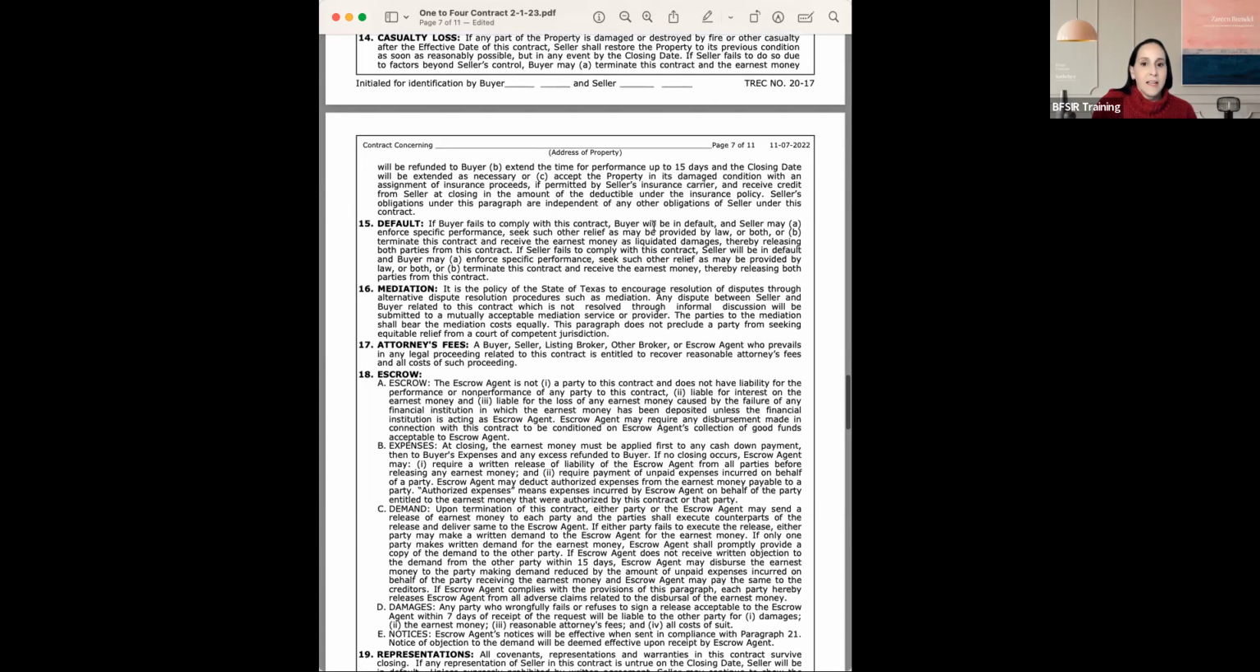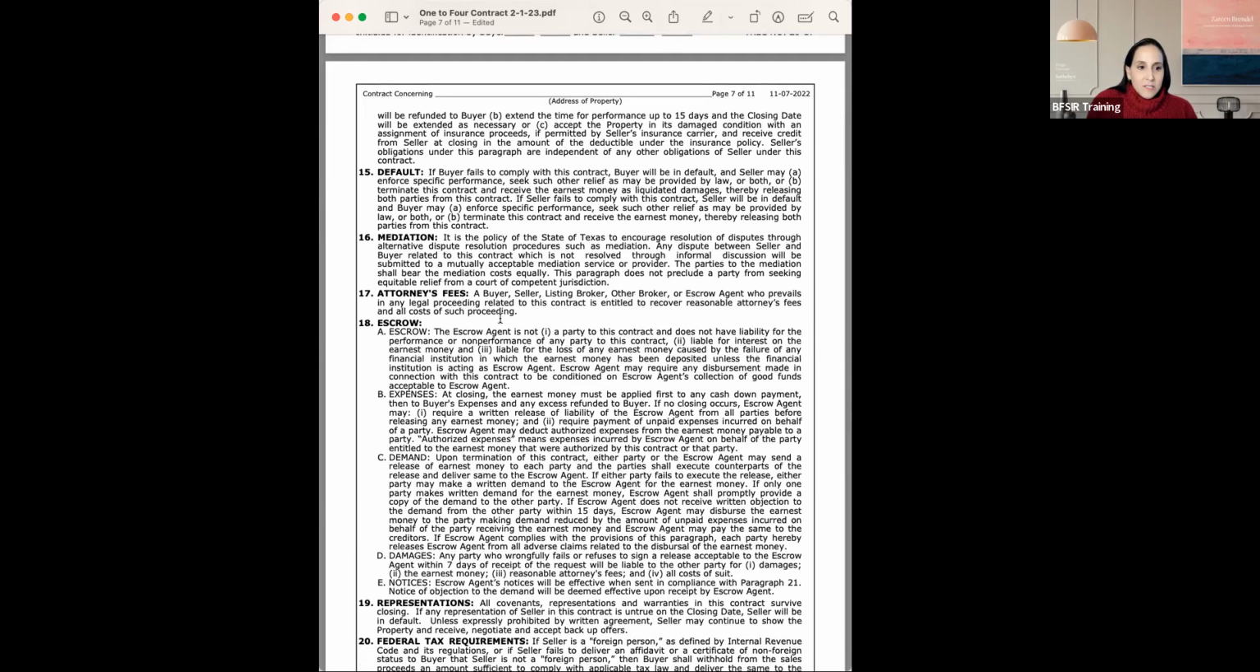If buyer fails to comply, buyer's in default and seller can enforce specific performance, seek other remedies available by law, or terminate this contract and receive the earnest money, right? And then all parties are released. If they sign the Texas Association of Realtors release of earnest money form, that's like a full release of liability for everyone involved. If seller fails to comply, they're in default and buyer may enforce specific performance or seek other relief, basically sue them to comply, or terminate the contract and receive the earnest money. So that's the default provision. Any questions?